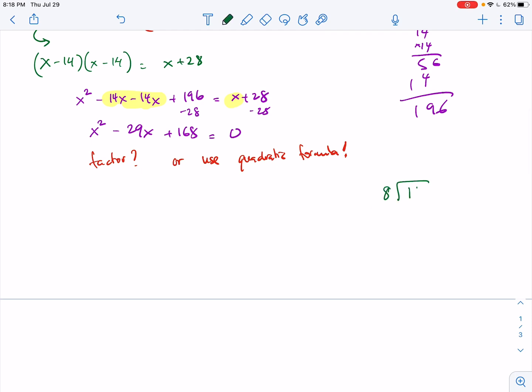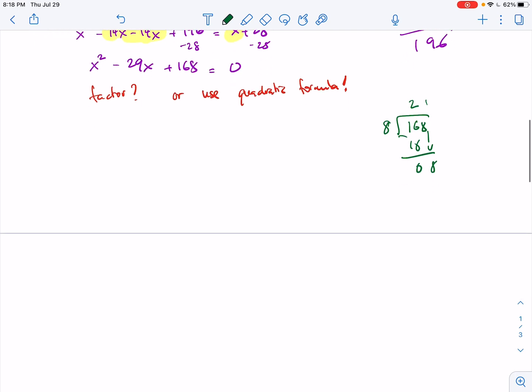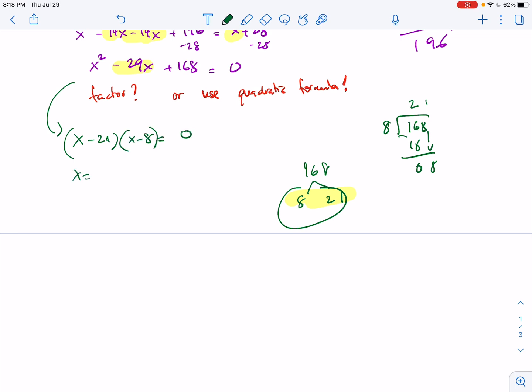8 divided into 168: 2, 16, 0. Bring down the 8. So that's 21. Okay, so 168 is 8 times 21. And does that give us 29? Yes. Okay, so we can say this factors to x minus 21 and x minus 8 equals 0. So that means x equals 8, x equals 21.